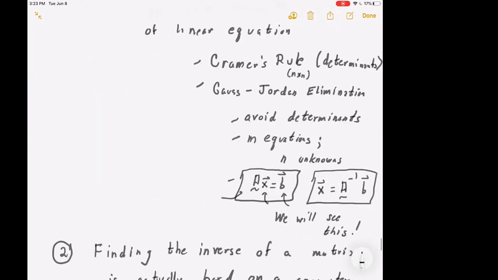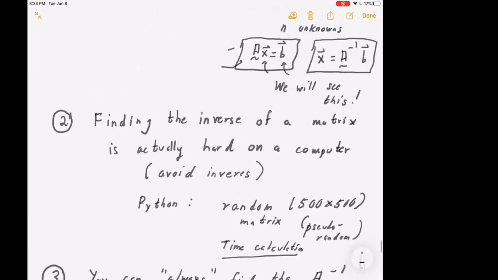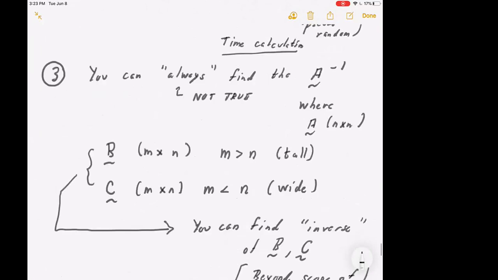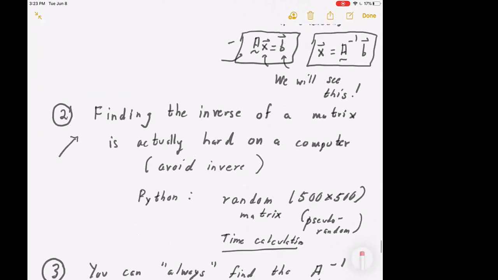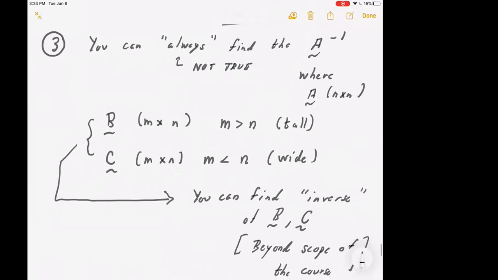Okay, so in summary, the inverse of the matrix is a very useful thing. We'll come back to that later. Turns out from a practical point of view, it's hard to calculate the inverse of the matrix on a computer. Avoid inverse. And there are special cases where it does make sense to take the inverse of a matrix that's not square.